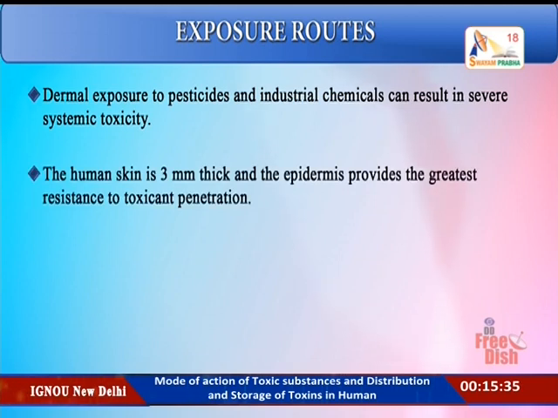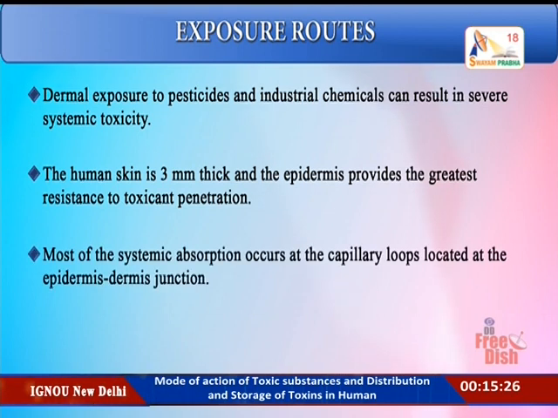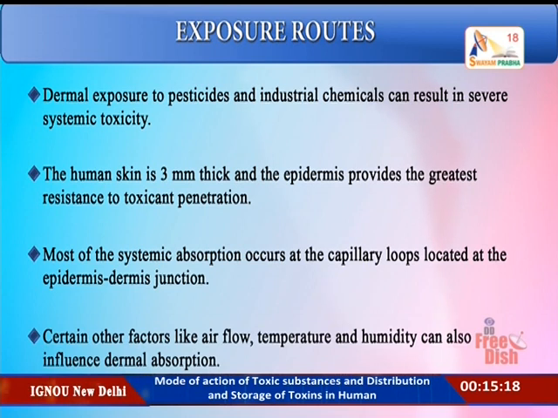The human skin is 3 millimeters thick, and the epidermis, that is the outer layer of the skin, provides the greatest resistance to toxicant penetration. Most of the systemic absorption occurs at the capillary loops located at the epidermis-dermis junction. Certain other factors like airflow, temperature and humidity can also influence dermal absorption.